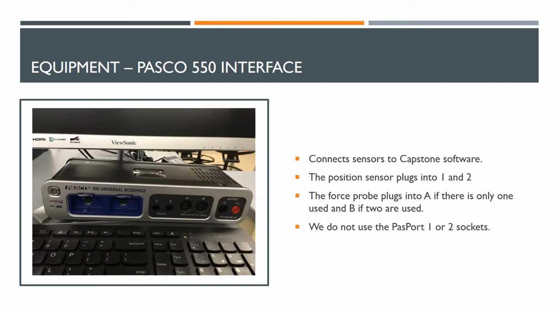Here is a picture of the Pasco 550 interface that we use in our labs. It connects the sensors to the Capstone software. The position sensor, which we'll be using today, plugs into ports 1 and 2. Force probes, which we'll be using in a few weeks, plug into A if there is only one, or A and B if two are used. We never use the PASSPORT 1 or 2 sockets.